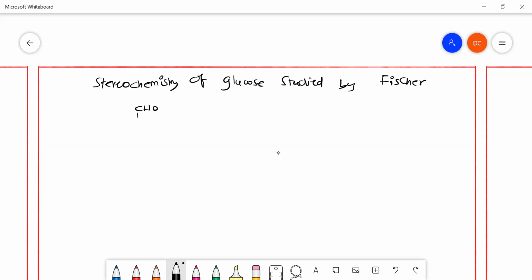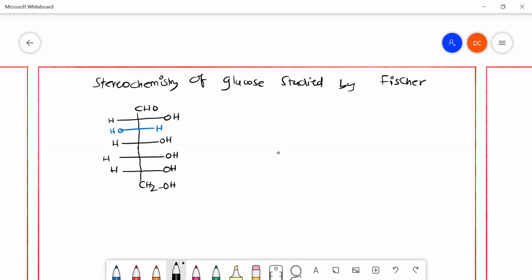That is CHO, because we know that a Fischer projection consists of a backbone of carbon. Okay, so OH here and here H. Here H, here OH, and also here OH, here H, here OH, here H, here also OH, here also H, and here CH2OH, right? These are all the carbons: carbon 1, carbon 2, carbon 3, carbon 4, carbon 5, carbon 6. I think I excessively put one carbon. Yeah, here CH2OH, right?